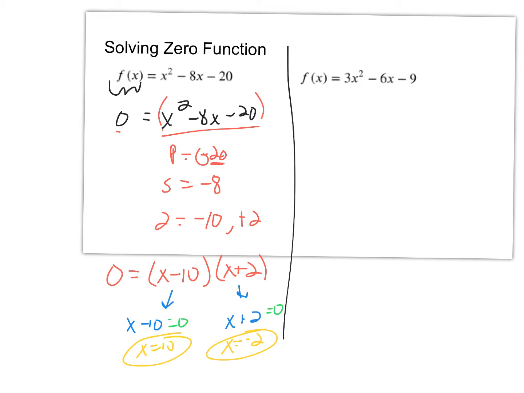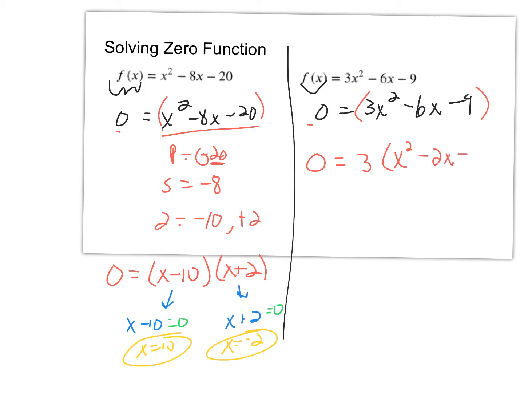All right, let's take a look at this next one over here. So again, zero function. So first I'm going to change f of x to 0. Put that in there, would you? Okay, now we start. Does one side of this thing equal 0? Yep. Factor. Take out GCF first. So we're going to take out a 3. I have x squared minus 2x minus 3.